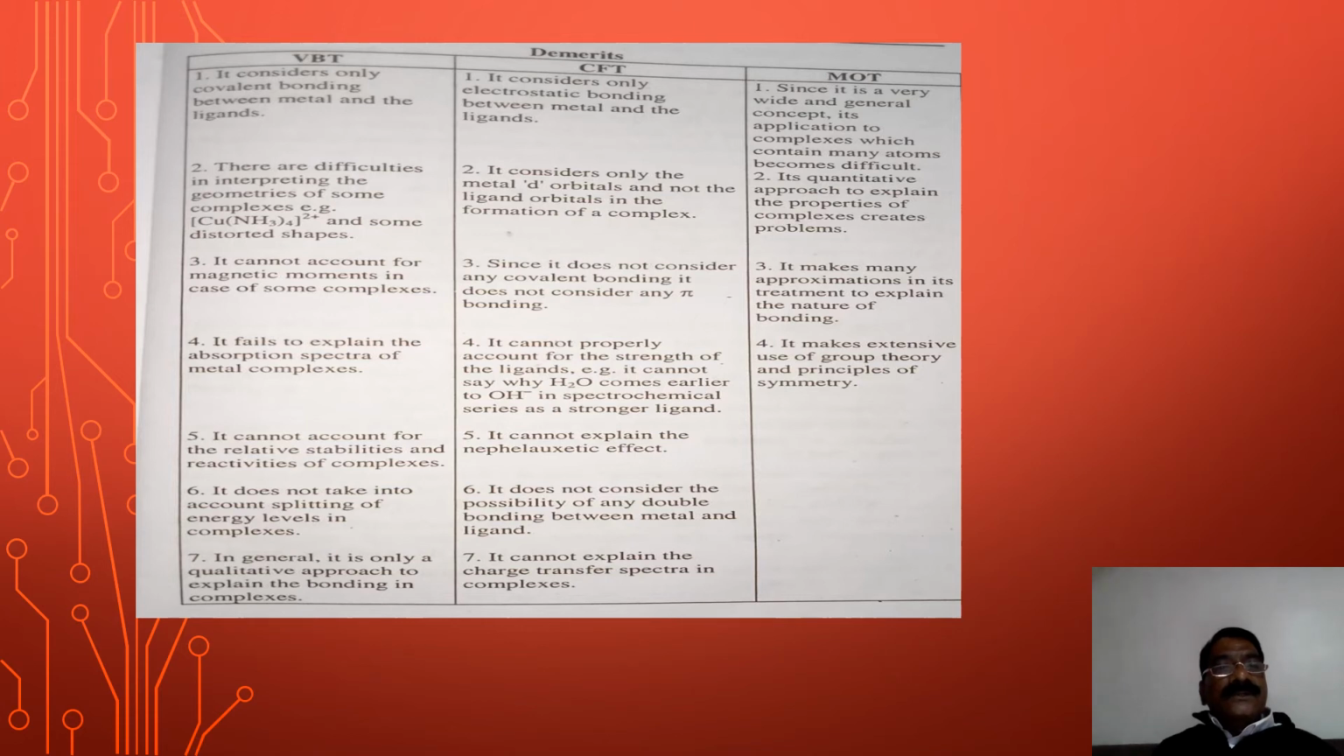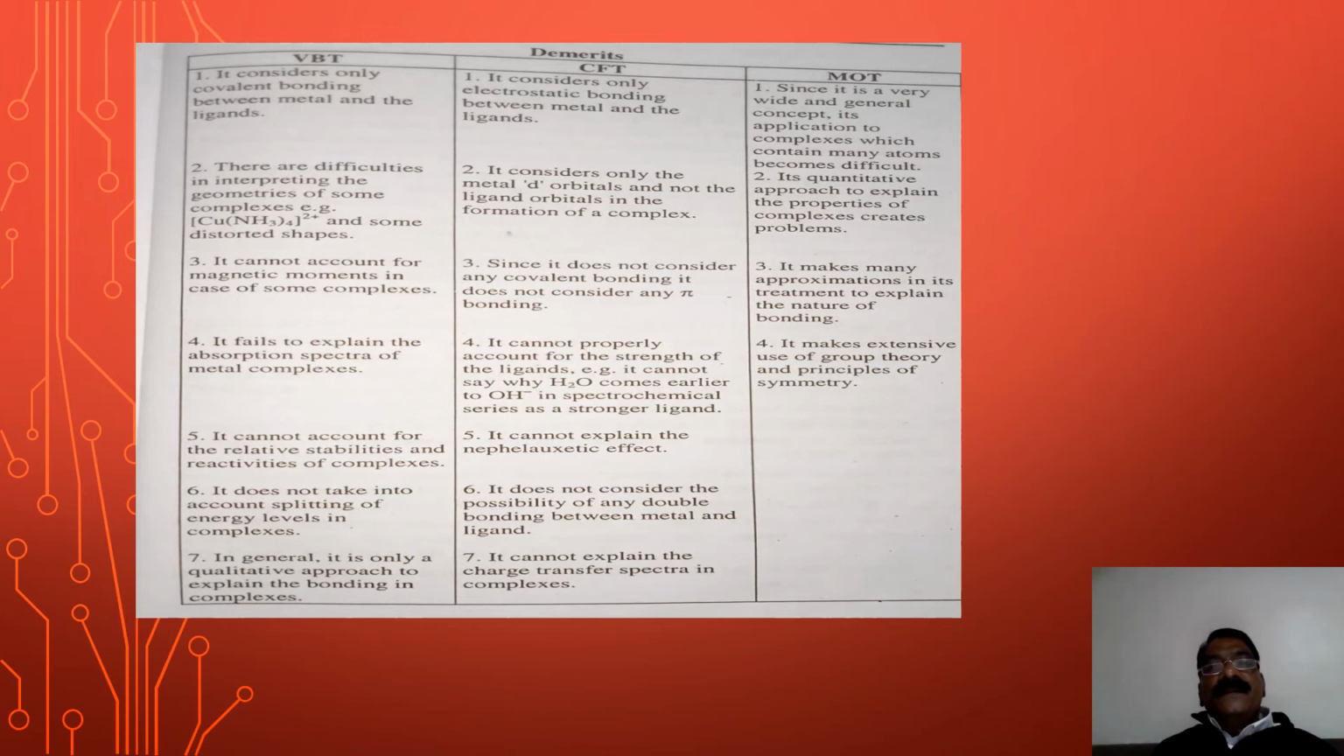Third, it cannot account for magnetic moment in case of some complexes. Fourth, it fails to explain the absorption spectra of the metal complexes. Fifth, it cannot account for the relative stabilities and reactivities of complexes. Sixth, it does not take into account splitting of energy levels in complexes. Seventh, in general, it is only a qualitative approach to explain the bonding in complexes.